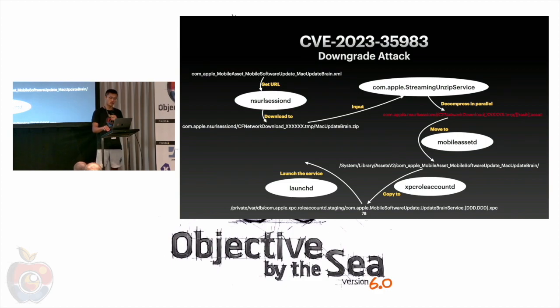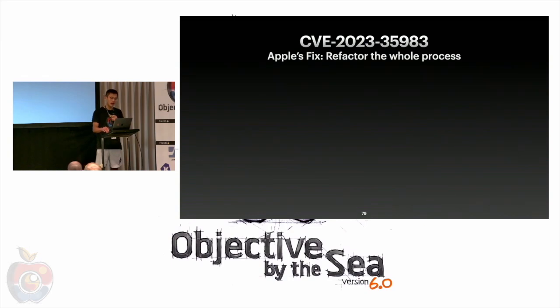Similar to the OTA update package, the update brain service package can be modified by the root user. As a result, an attacker could replace update brain service with an older version before moving it to the trusted location and then exploit the older issues again. Now, Apple has refactored the whole process. It ensures that the entire process is trusted and that the package contents are not tampered with.